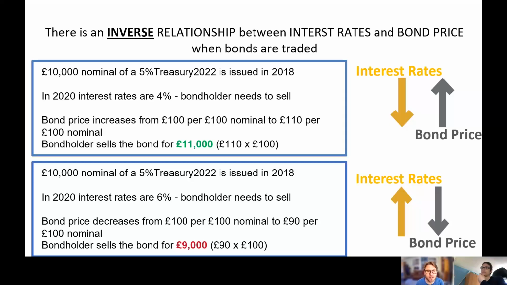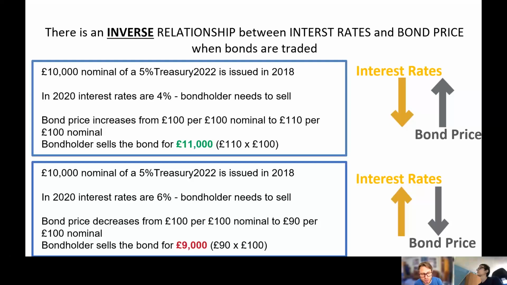So if the price of the bond is £110 per £100 nominal, that now means we can sell the bond for £11,000. The nominal value is £10,000, so we would have made £1,000 on that. We would sell it, and that was as a result of the interest rates going down, and therefore the price of our bond going up because it is more appealing to the investor.